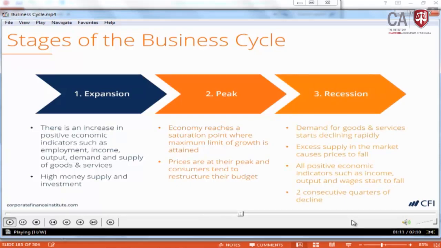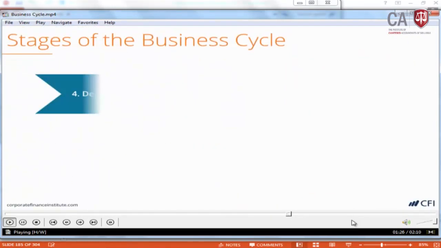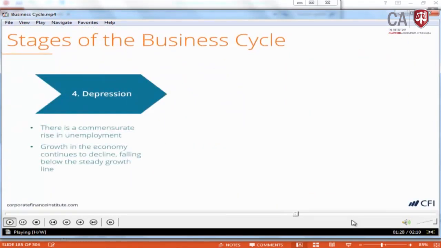Then things slow down with a recession. During a recession, there is less demand for goods and services. Economic indicators start to decline, including income and wages. Typically, a recession is measured as two or more quarters of declining gross domestic product. Continuing on, we can have a depression if there is a prolonged recession. Depressions do not happen in every economic cycle. They are extremely rare and only happen during very severe recessions.